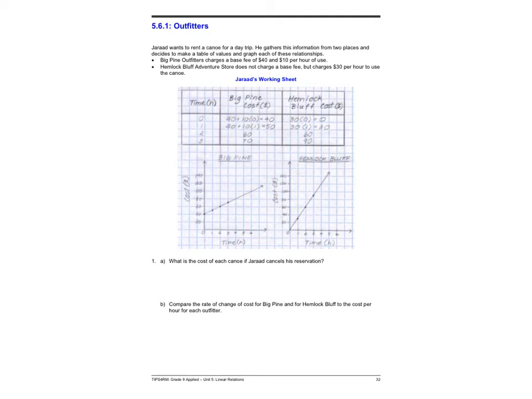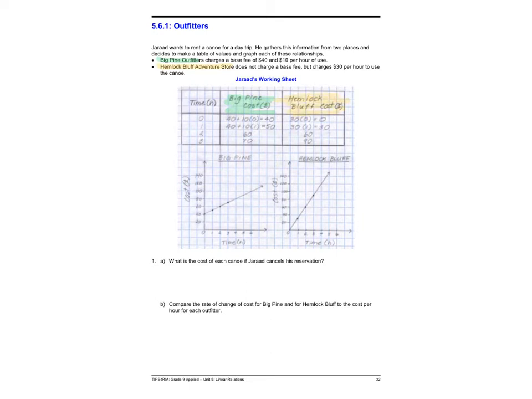So, we're looking to go on a trip. We call up two separate outfitter stores, and we're going to make a comparison. First of all, Big Pine Outfitters charges a base fee of $40 and $10 per hour of use. So, Big Pine Outfitters, which we are going to see again down here. Hemlock Bluff Adventure Store does not charge a base fee, but charges $30 per hour to use the canoe. So Hemlock Bluff Adventure Store, right there.